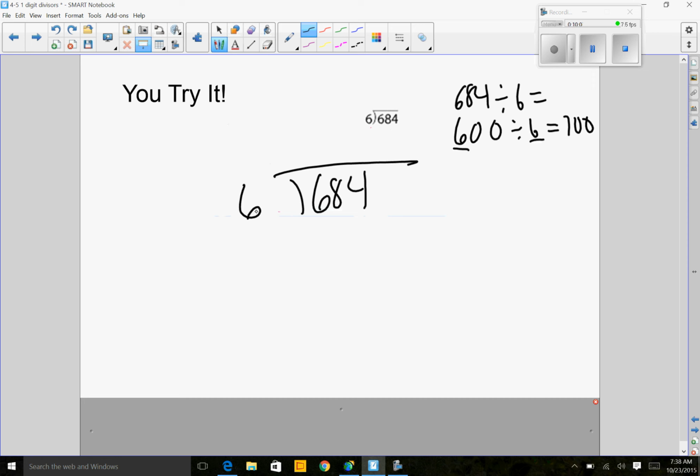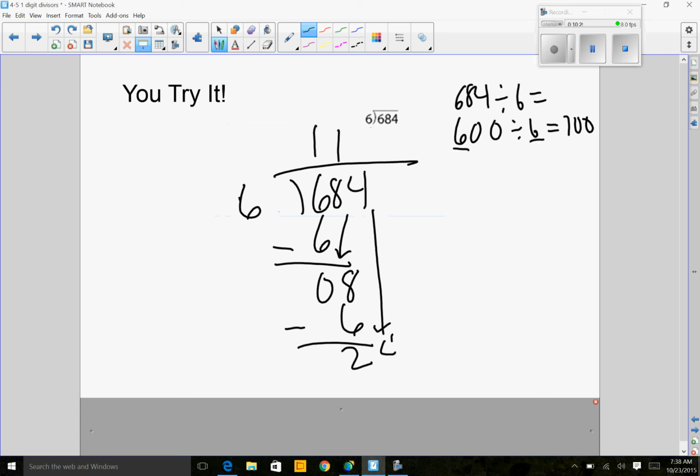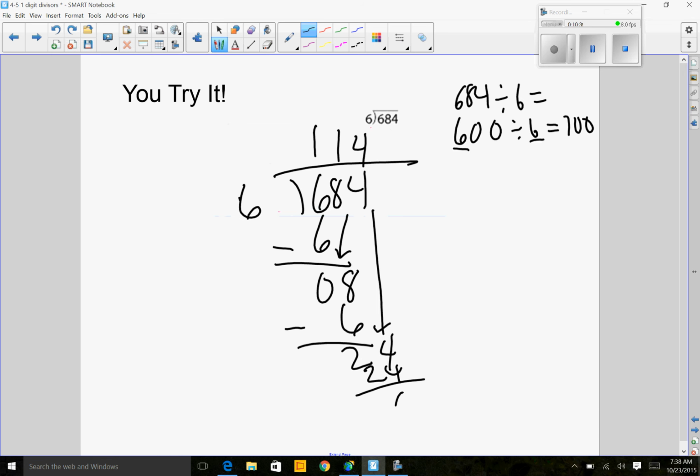So I'm going to start by dividing. 6 divided by 6 is 1. 1 times 6 is 6. 6 minus 6 is 0. 0 is less than 6, so I'm okay. I'm going to bring down an 8. 6 goes into 8 one time. 1 times 6 is 6. 8 minus 6 is 2. 2 is less than 6, so I'm okay. Now I'm going to bring down a 4. 6 goes into 24 4 times. 6 times 4 is 24. Get rid of this. And I hit 0, and 0 obviously is less than 6.